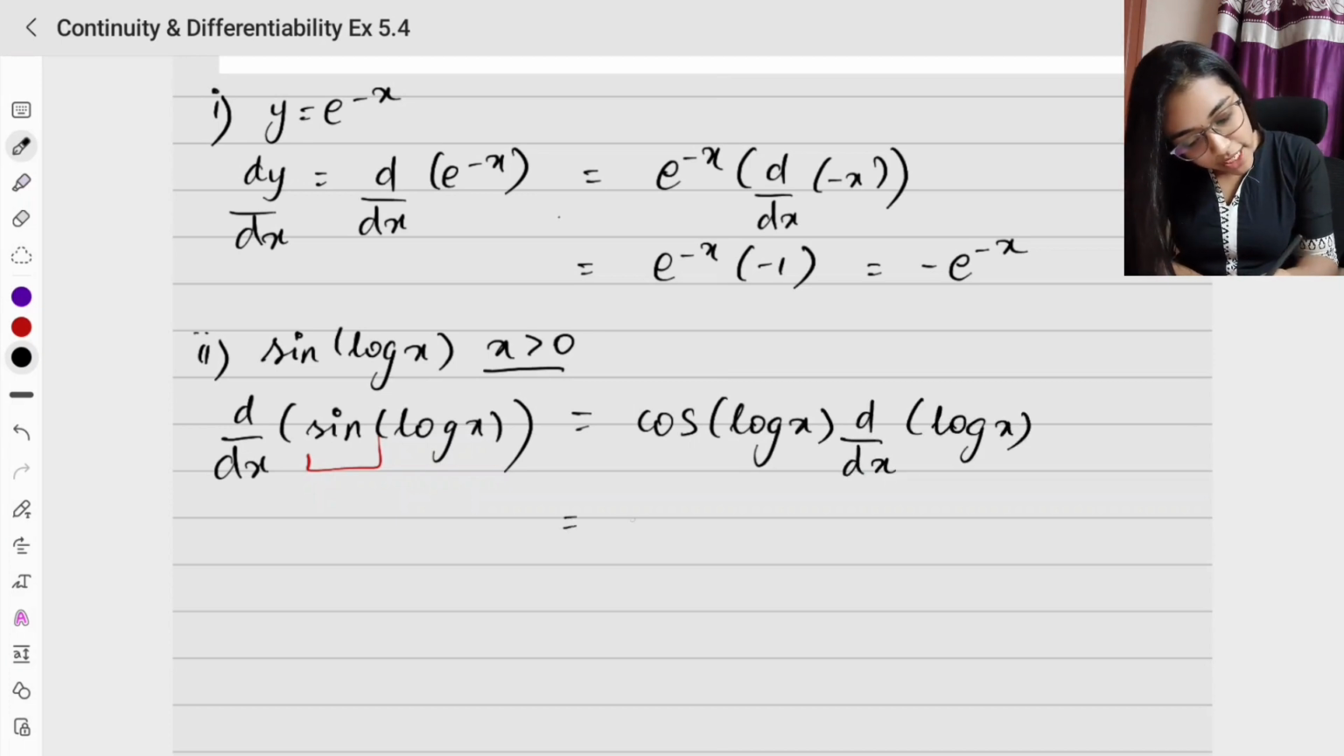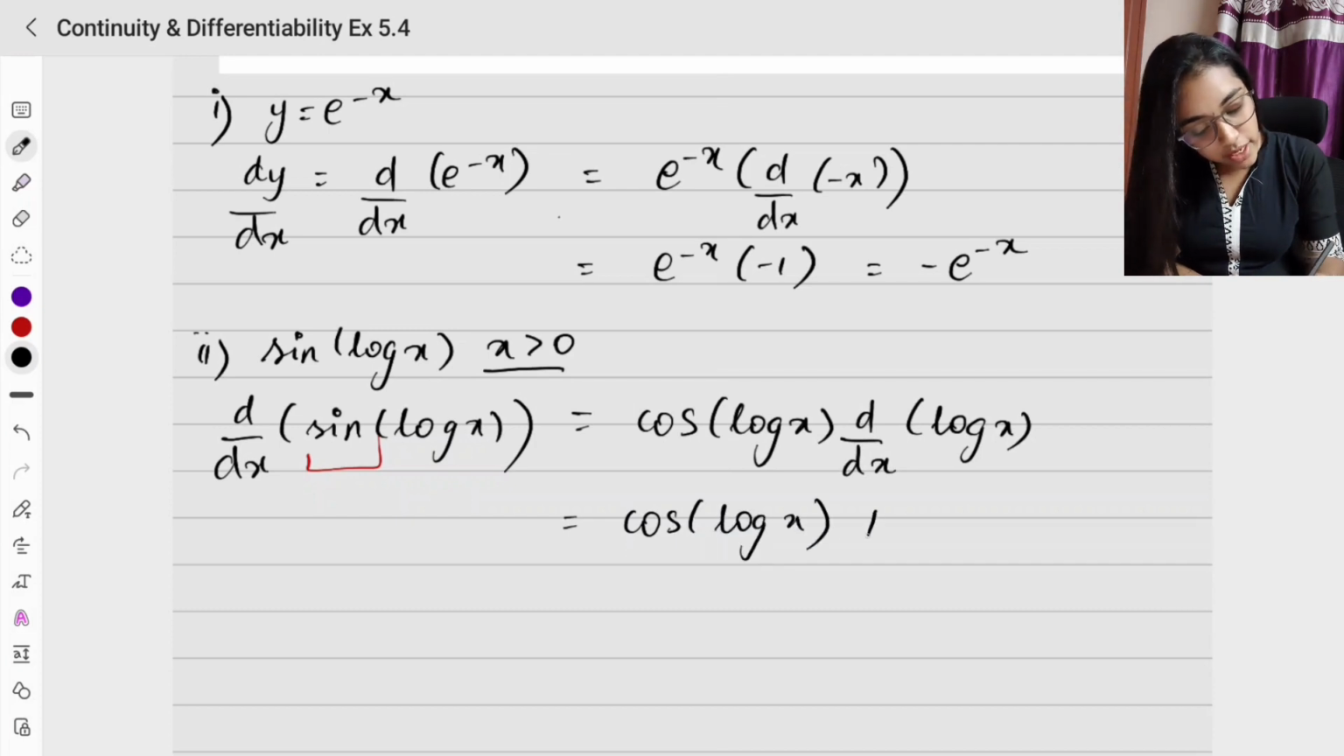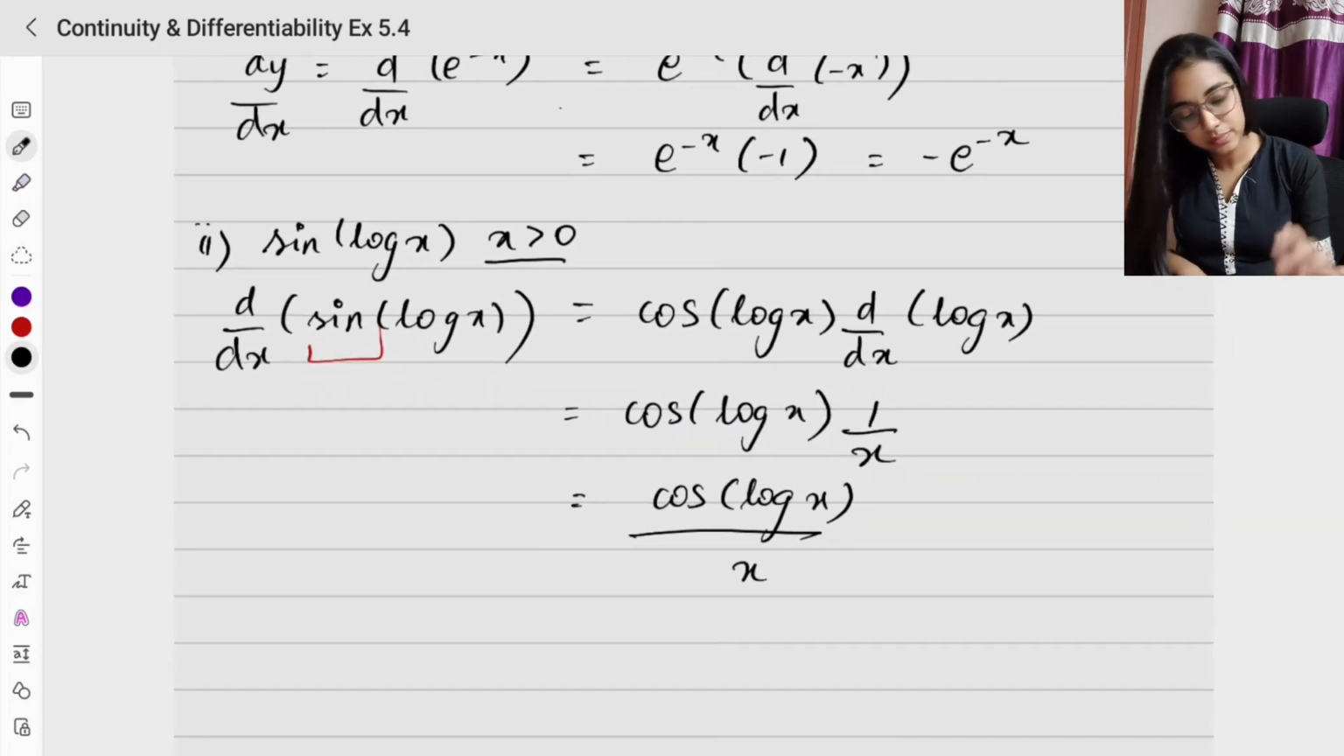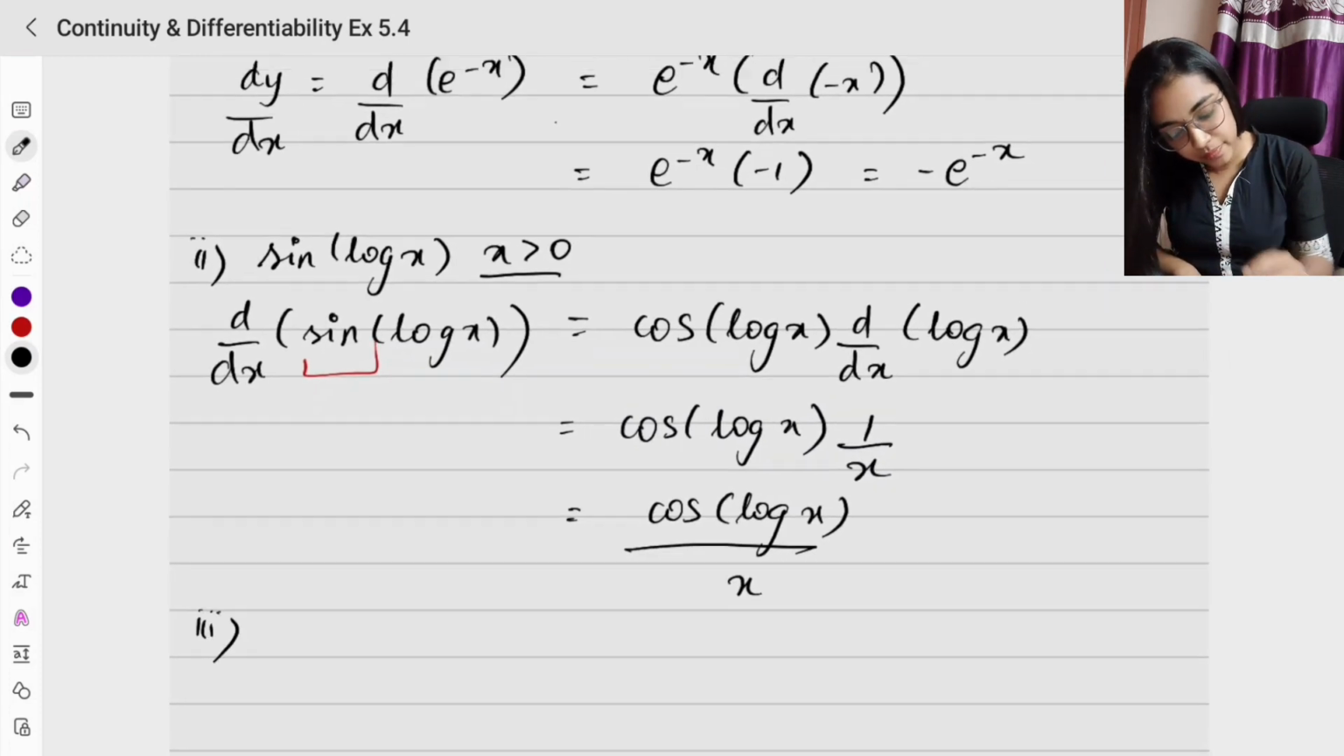What is my next step? Cos of log x stays the same. d by dx of log x is going to be 1 divided by x. So what is my final answer? Cos of log x divided by x. Okay.